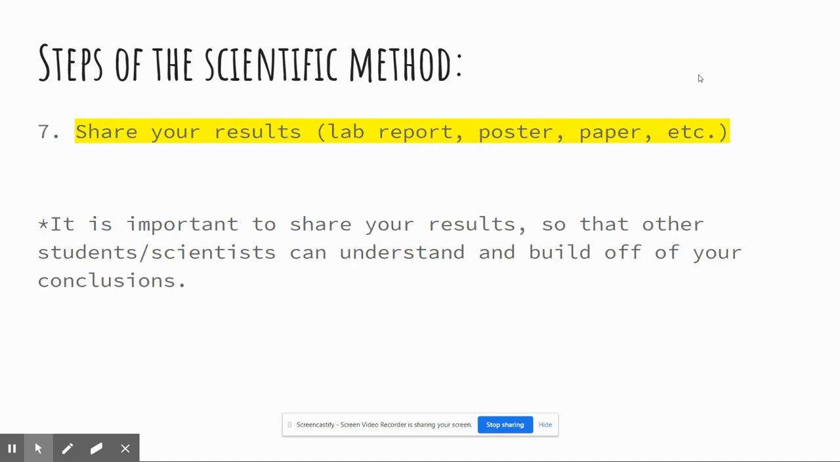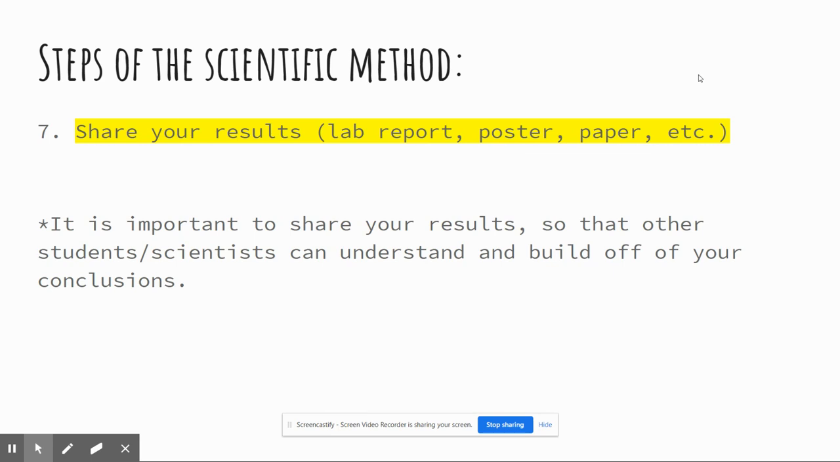And that can be different depending on what field of science you're in, what level of science you're in. It could be a lab report. It could be making a poster to present at a conference, writing a speech to present at a conference. It could be writing in a scientific journal or paper. In our class, sometimes it'll be a simple couple of sentences wrapping up your results and sharing. Sometimes it'll be a full lab report, but it's always important to share your results so that other people, whether it's other students, other scientists, your teacher, can kind of look at your understanding and can kind of build off of that.